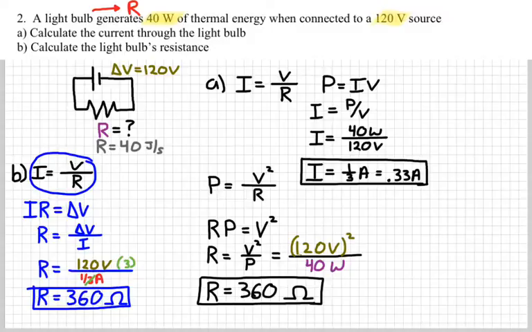360 ohms. So again, in general, I would prefer to use this method over here to find that resistance, just in case I made a mistake in finding my current. So that's just a general rule of thumb that I always follow, just to keep myself from making multiple mistakes in the course of solving a problem.